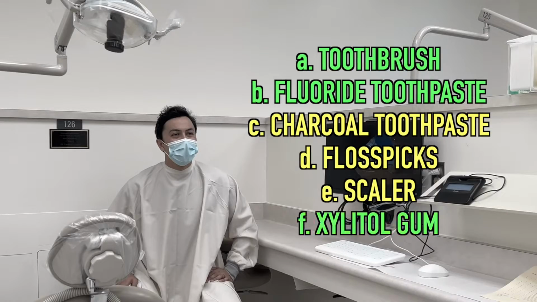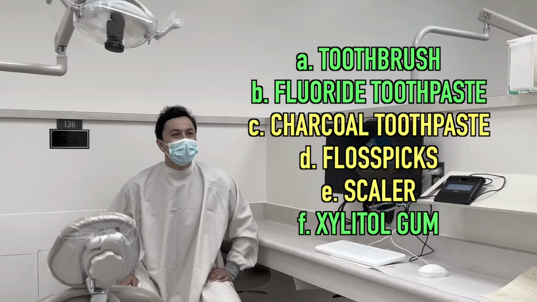I see. Continue. Then I'd toss in the xylitol gum. Xylitol is a sugar substitute that helps prevent bacterial growth, and since the patient has dry mouth, it will help stimulate saliva flow as well. Finally, I'll throw in the floss picks. Many patients seem to prefer this type instead of the traditional floss. And how many times are you supposed to brush and floss? Brush twice a day and floss daily.